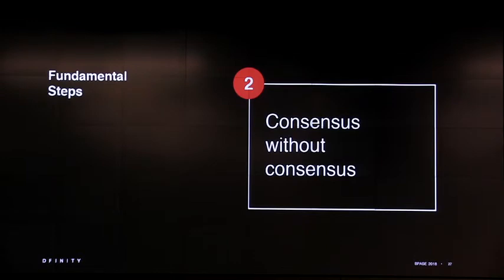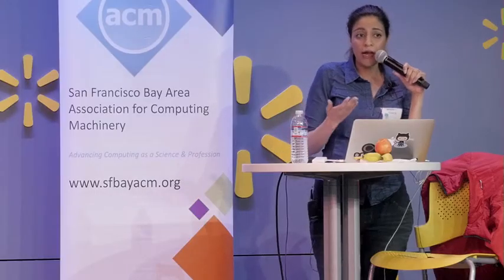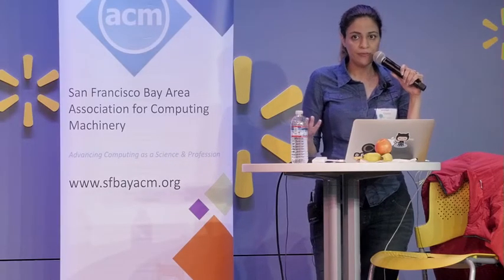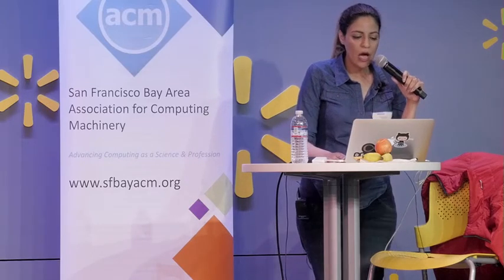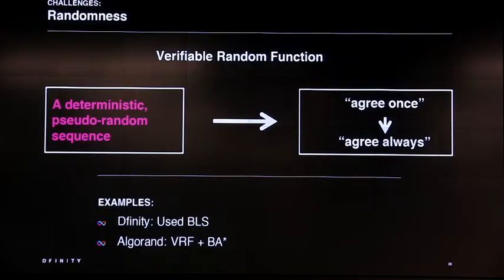Why is it consensus? Because we have to agree on the randomness. Why is it without consensus? Because we are creating a pseudo-random function. We don't really create the randomness again. We just create a way to reveal a new value which looks random in the eyes of the adversary. So how can we do that? They usually call this function a verifiable random function, because you can create this next random value, and it's verifiable because everybody can check if it's the correct next random value or not. And then you agree once, then you agree always.